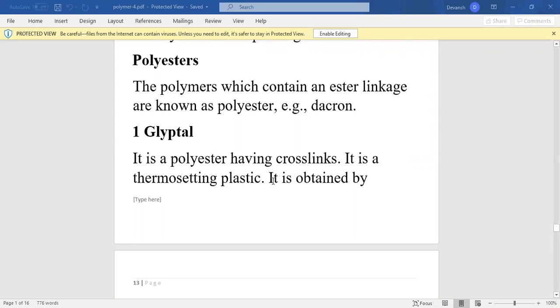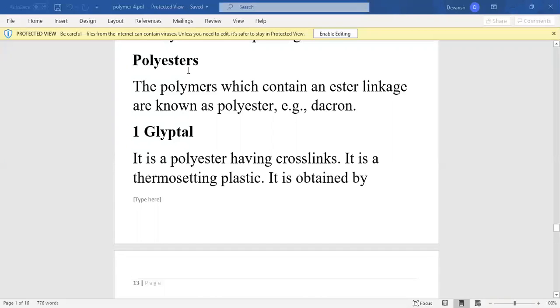Good morning, students. Today we will do another kind of polymer which is called polyesters. Earlier we did polyolefins and polyamides, which includes nylon 6 and nylon 6,6. Now this is another kind of polymer which are called polyesters. Polyesters means poly means many and esters means ester linkage, that is COO linkage.